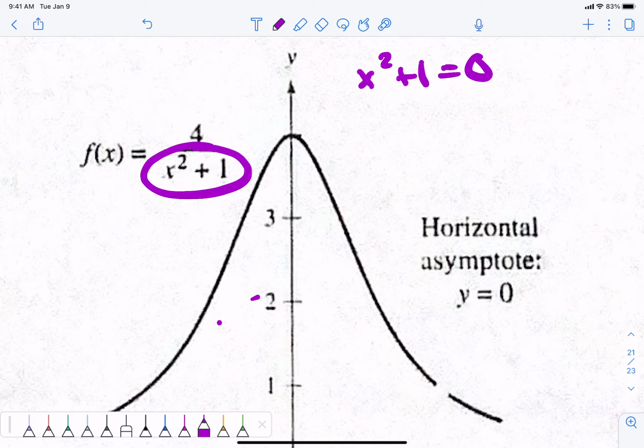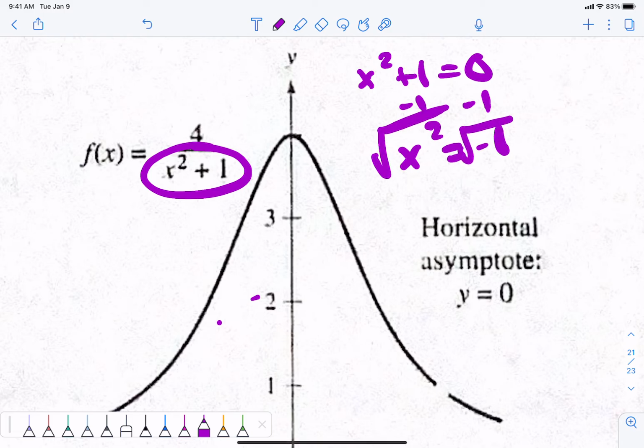So x squared plus 1 equals 0. We would subtract the 1 over, right? x squared equals negative 1. And we're taking the square root of that. So it's really plus or minus i, right? Which means the vertical asymptotes are imaginary, which means there are no vertical asymptotes.